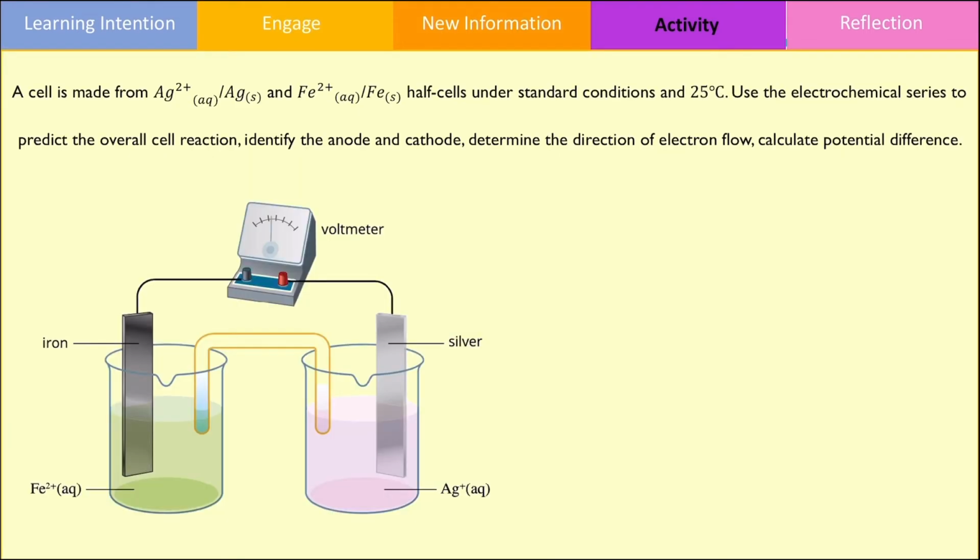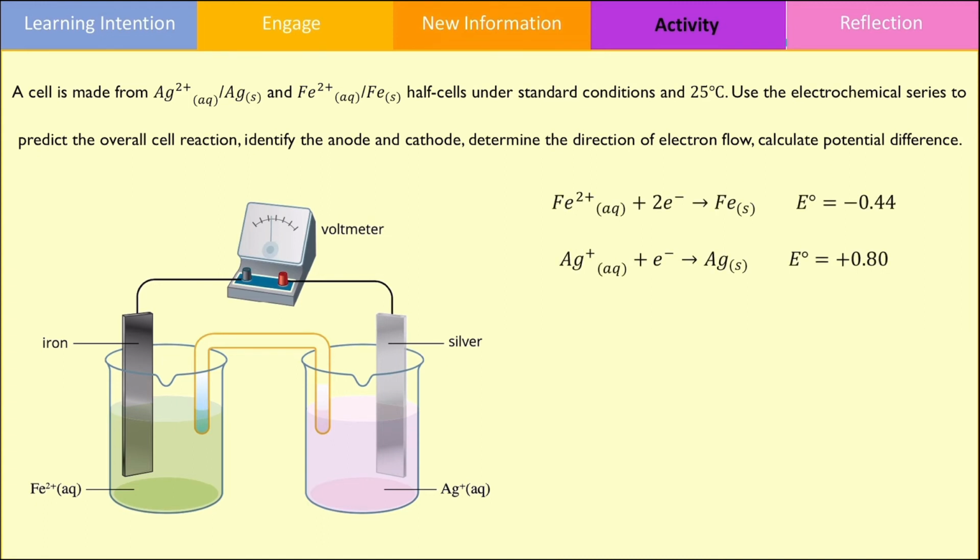In the last example of this video, we're going to use the electrochemical series to predict the overall cell reaction, identify the anode and cathode, determine the direction of the electron flow, and finally calculate the potential difference in the galvanic cell. So what I'll do first is I'm going to refer to the electrochemical series to find out what are the cell potentials of each half equation.